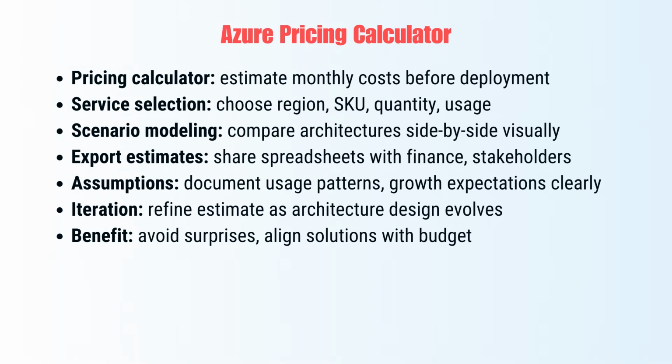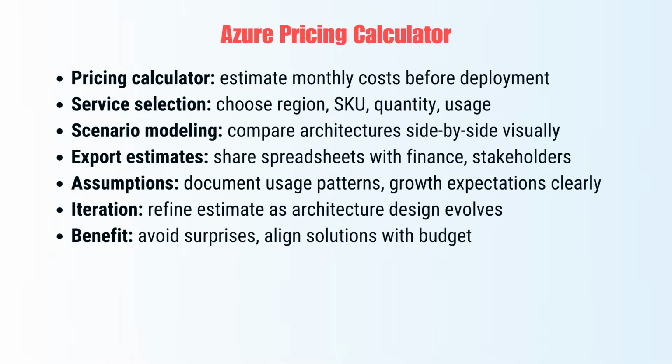For each service, you configure key options. Region, since prices can vary by region. SKU or size, example being VM type, DTU level. Quantity, how many instances, and usage pattern, hours per month, storage amount, transactions, etc. The calculator then shows an estimated monthly cost for each service and a total for the solution. You can adjust variables like the number of users, request volume, or storage size to see how the estimate changes.